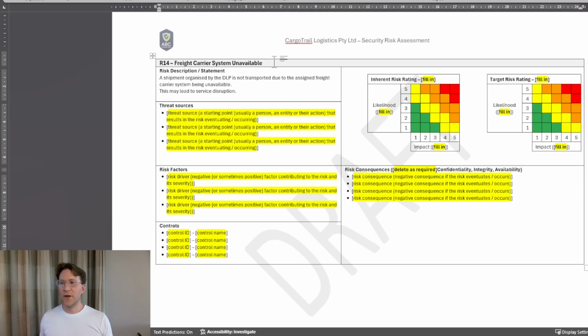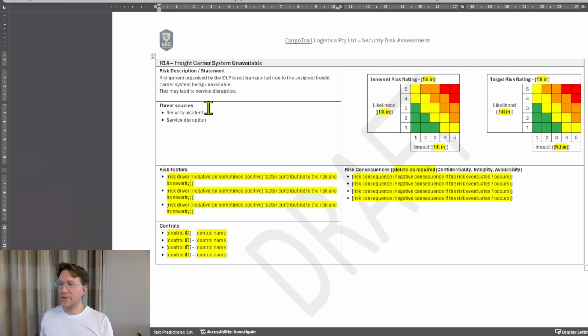For risk 14, we now have the idea of a freight carrier system being unavailable. This is different to the shipment routing engine because in that case, we were only talking about guiding where the delivery driver was taking the shipment to. In this case, it's the delivery driver themselves, whether they show up or not. Because if the system's not available, it's likely that there will be a problem with them showing up. So we're talking about service disruption because their system's unavailable.